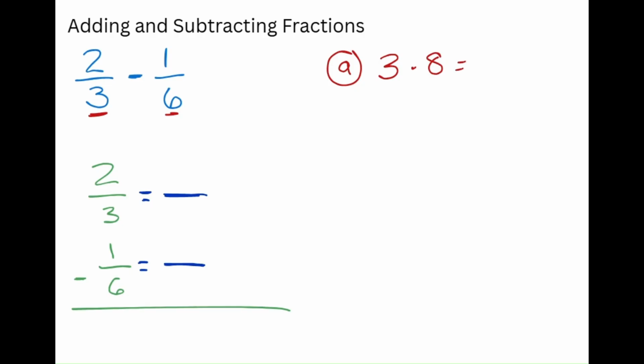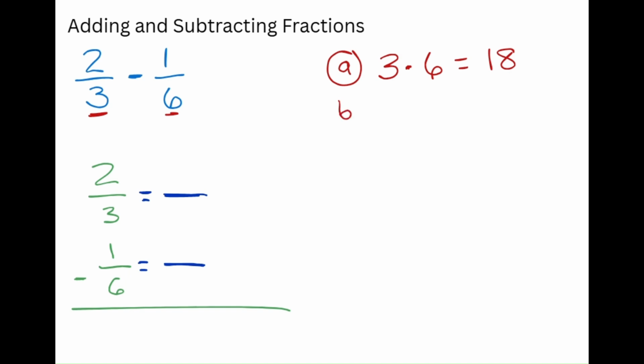Oops, not 8, 6. So 3 times 6 equals 18. So I could do the common denominator of 18. Now, again, it works every single time, but it can lead to a little bit more work down the road, especially if your teacher expects you to simplify and get things in its lowest terms.